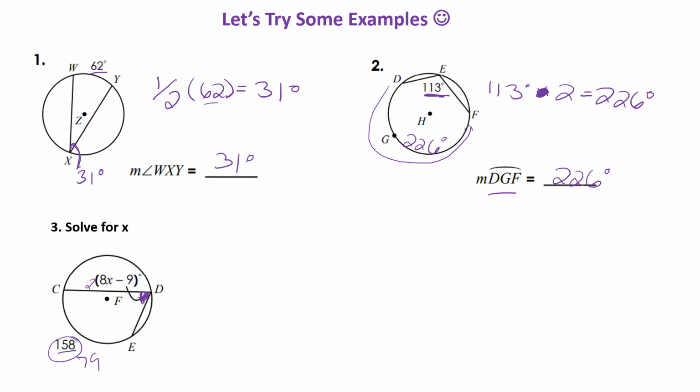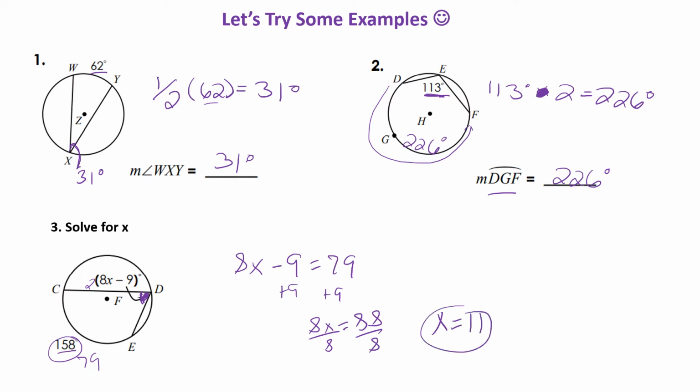So I could set up the equation 8x minus 9 is equal to 79. Adding 9, so it's just a 2-step equation, and then dividing by 8. So x is equal to 11, or I could have set up this equation. I'm not going to completely work it out, but you're going to get the same answer. I could have done this: 2 times 8x minus 9 is equal to 158, and that would have given me the same answer.